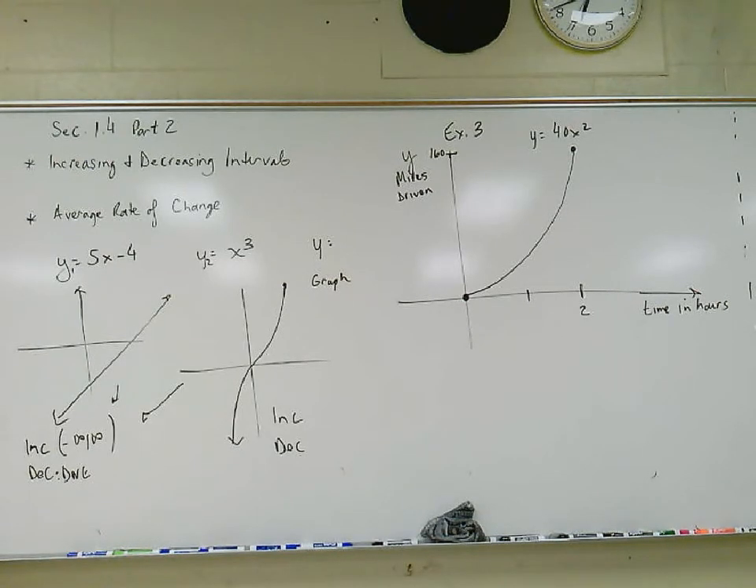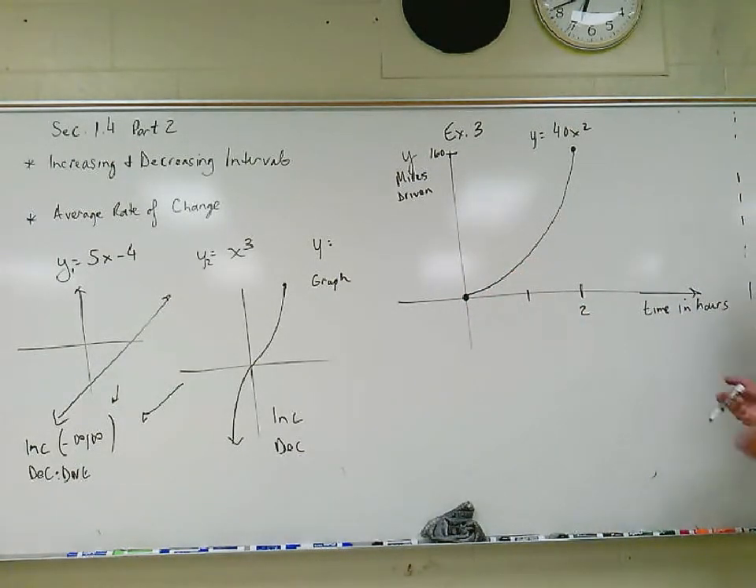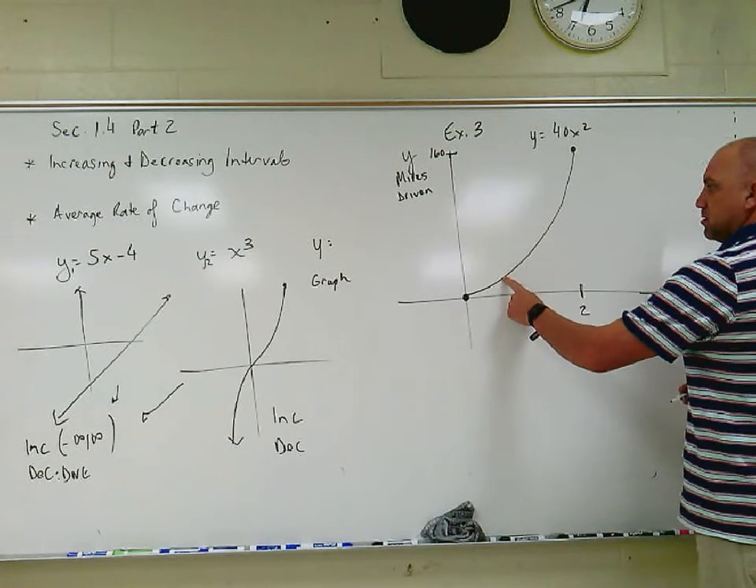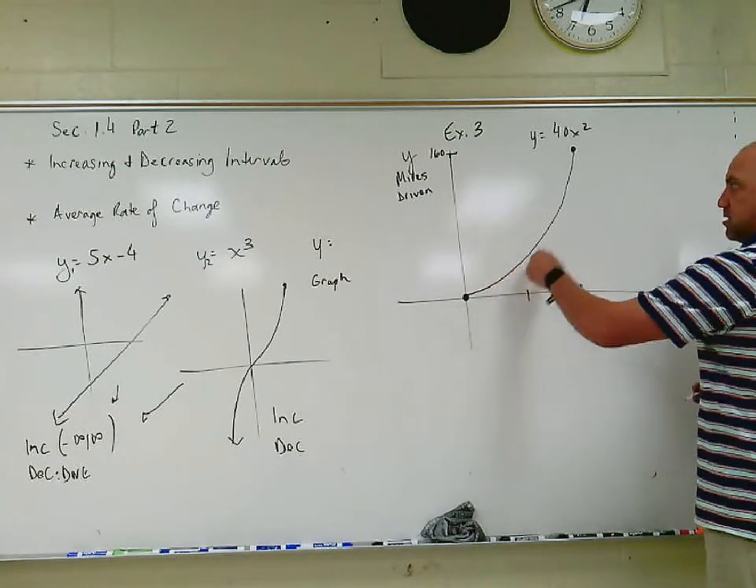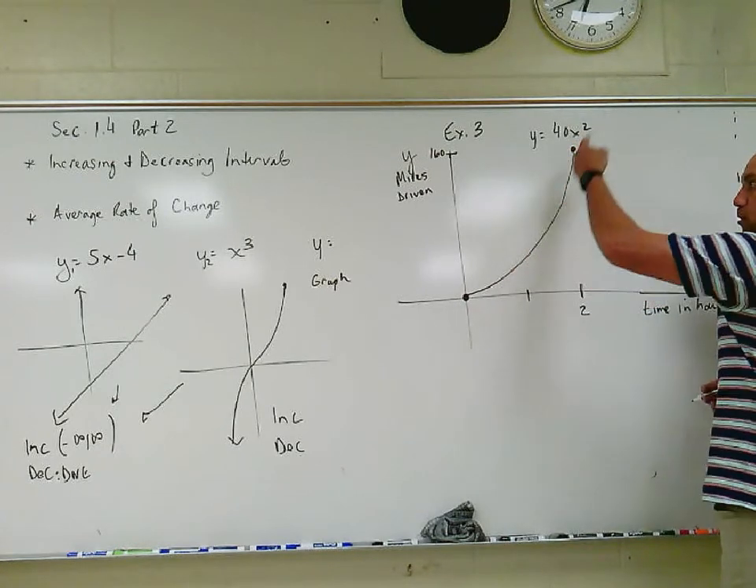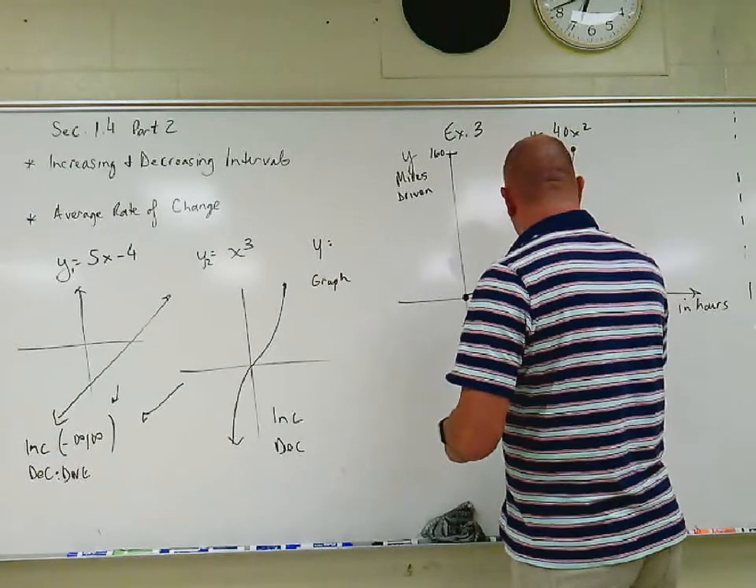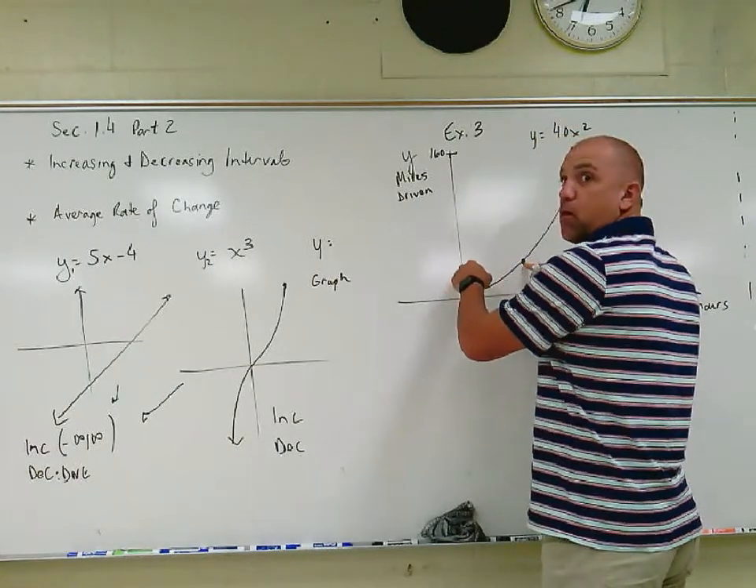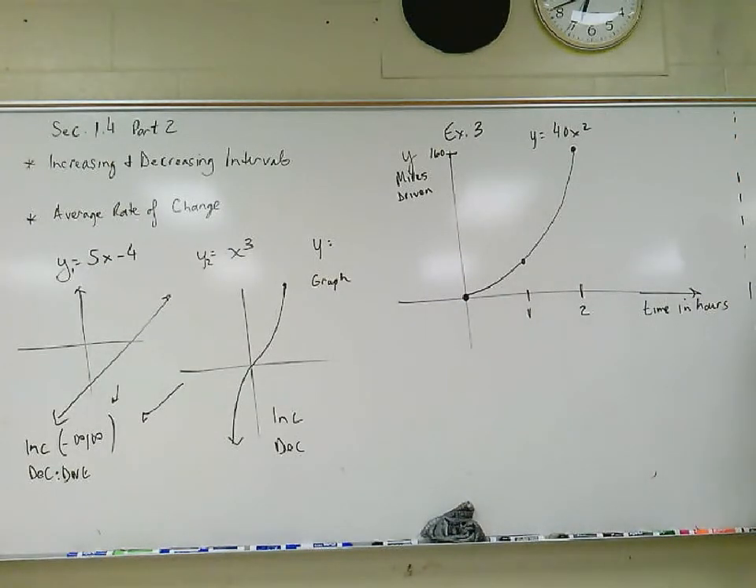All right, so you're just driving in a car. The graph represents the distance traveled over a 2-hour time period, and this tells how far the car has traveled. So at 1 hour, the car has traveled this far, whatever this Y is, which we could get by plugging it into the equation.